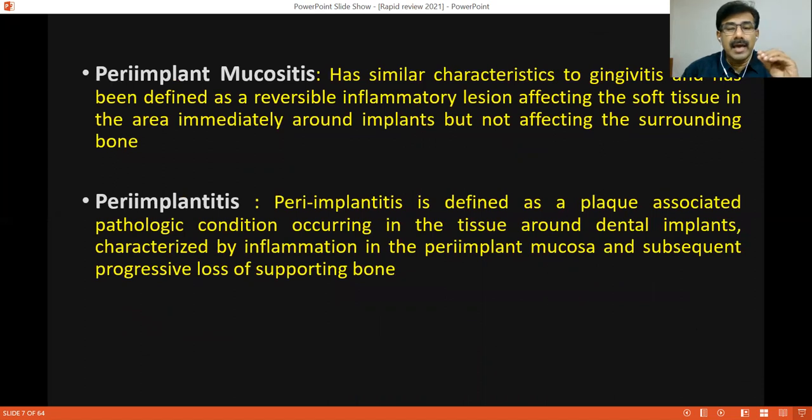Now, whenever there is inflammation in relation to the periimplant mucosa, akin to the inflammation around the tooth which results in gingivitis, you have periimplant mucositis. Now, this lesion is caused by the same plaque that causes gingivitis. And like gingivitis, you remove the etiology, ask the patient to maintain good oral hygiene, and the condition reverses. Here also, periimplant mucositis can be reversed if the etiology is removed and the patient maintains good oral hygiene. Now, when the inflammation extends from the mucosa to the underlying bone, it is no more known as periimplant mucositis. It is known as periimplantitis. So that is what we are going to discuss today.